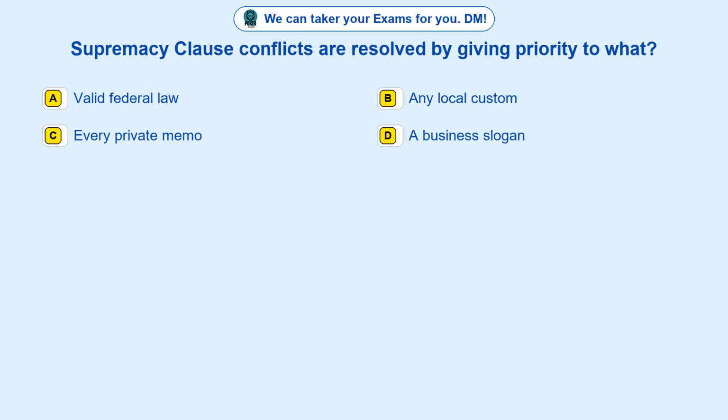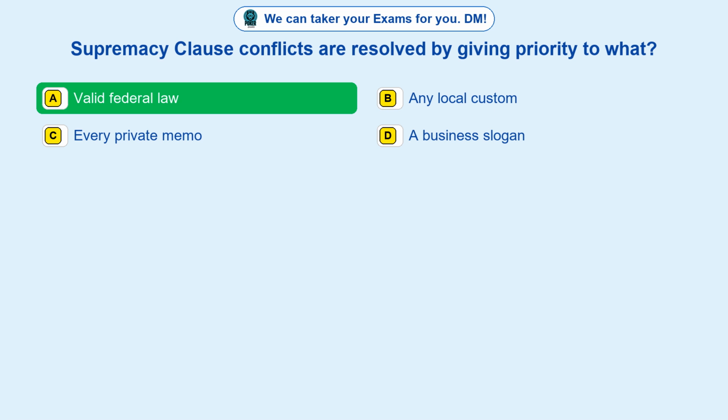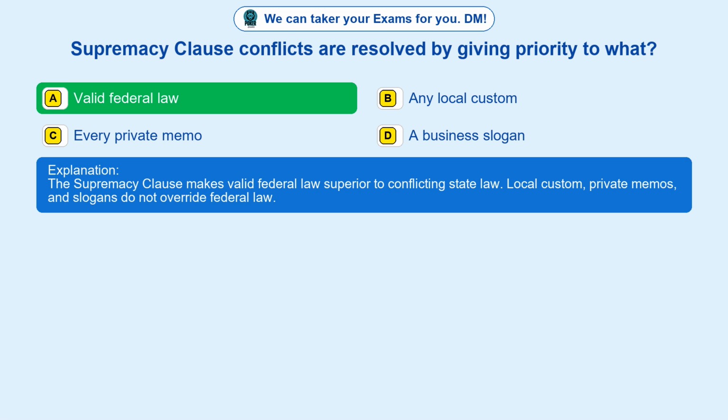Question 41. Supremacy Clause conflicts are resolved by giving priority to what? Option A, valid federal law. Option B, any local custom. Option C. Every private memo. Option D. A business slogan. The correct answer is option A. Valid federal law. The Supremacy Clause makes valid federal law superior to conflicting state law. Local custom, private memos, and slogans do not override federal law.